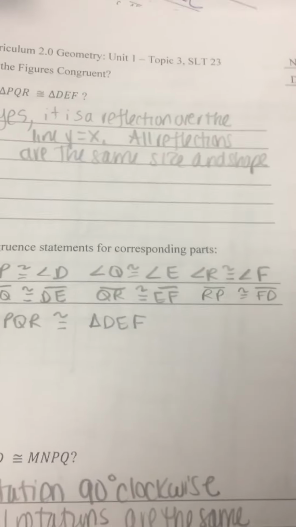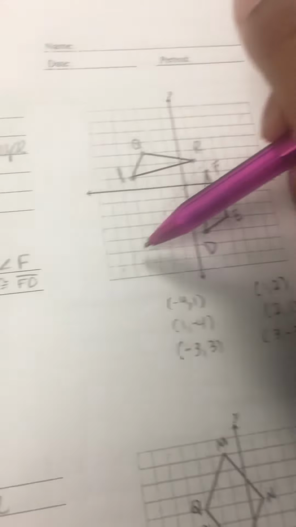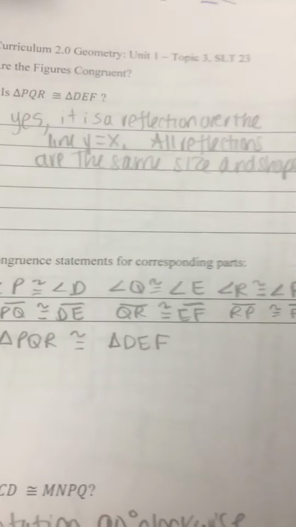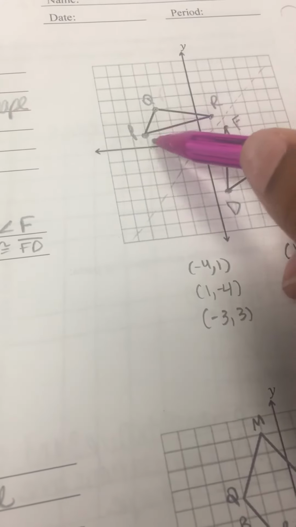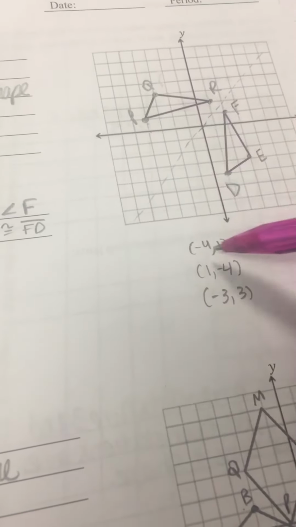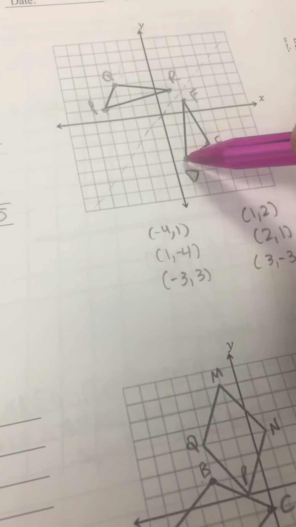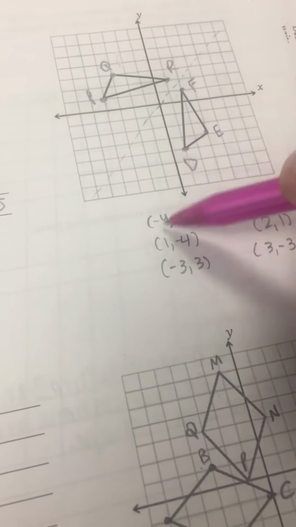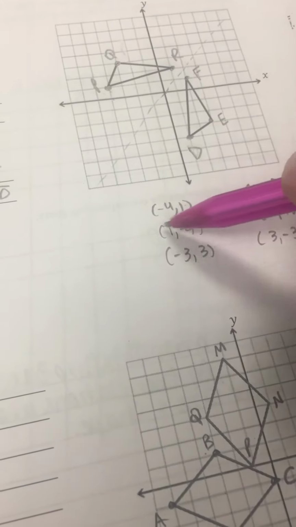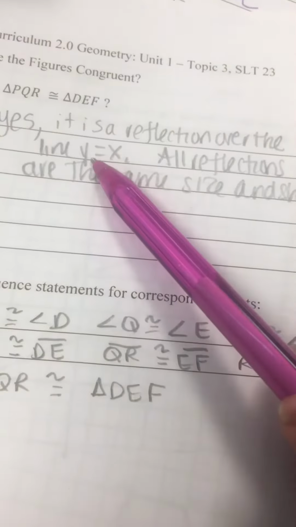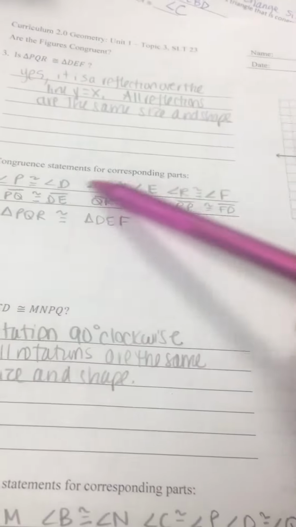All right, are these congruent? You would say yes, it's a reflection over the line y equals x, which is this line. All reflections are the same size and shape. How do I know it's a reflection over that line? Because P was -4, 1, and then D, its counterpart, was 1, -4. So all that happened was that they switched. And when you switch, it's this reflection. Not going to go over how to write these out. I think you guys should be okay with that.